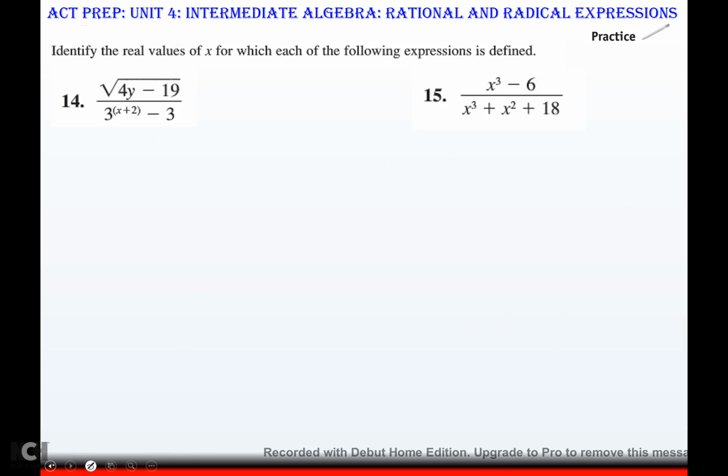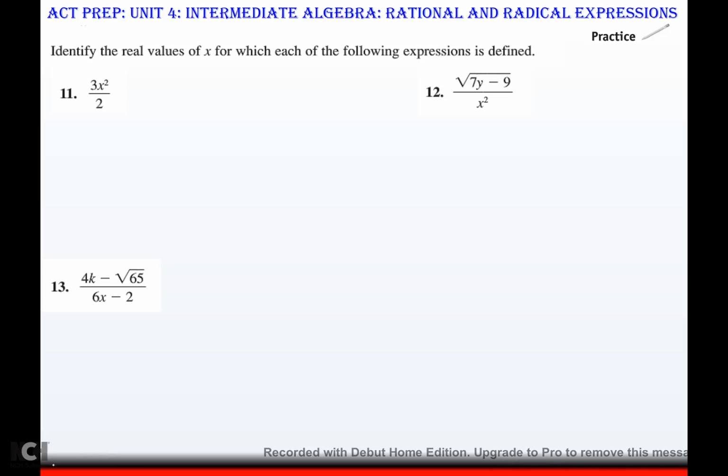All right, on this one, identify the real values. You're saying Mr. Denominator can never be 0. Well, that can't happen, so there's no drama, which means this is defined for all reals. There's no restriction.